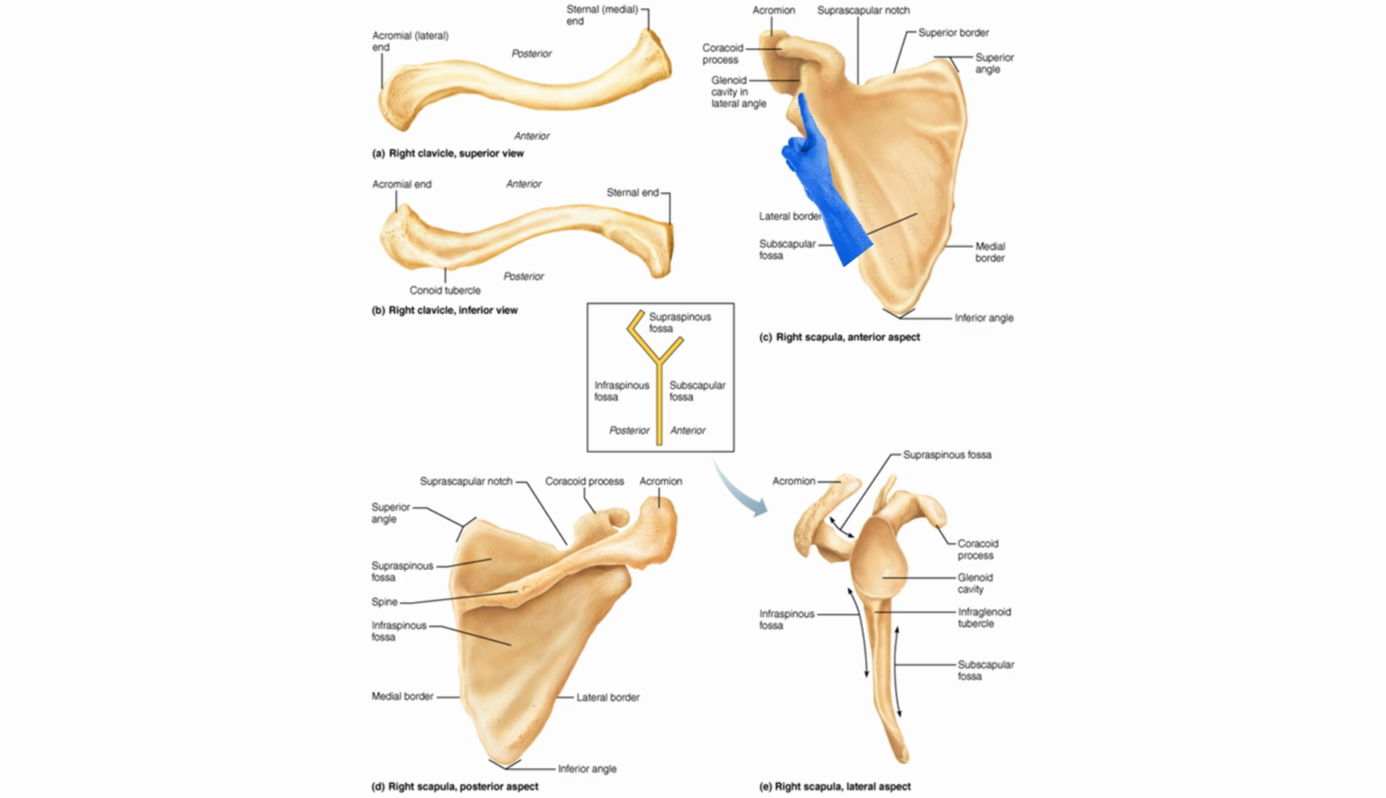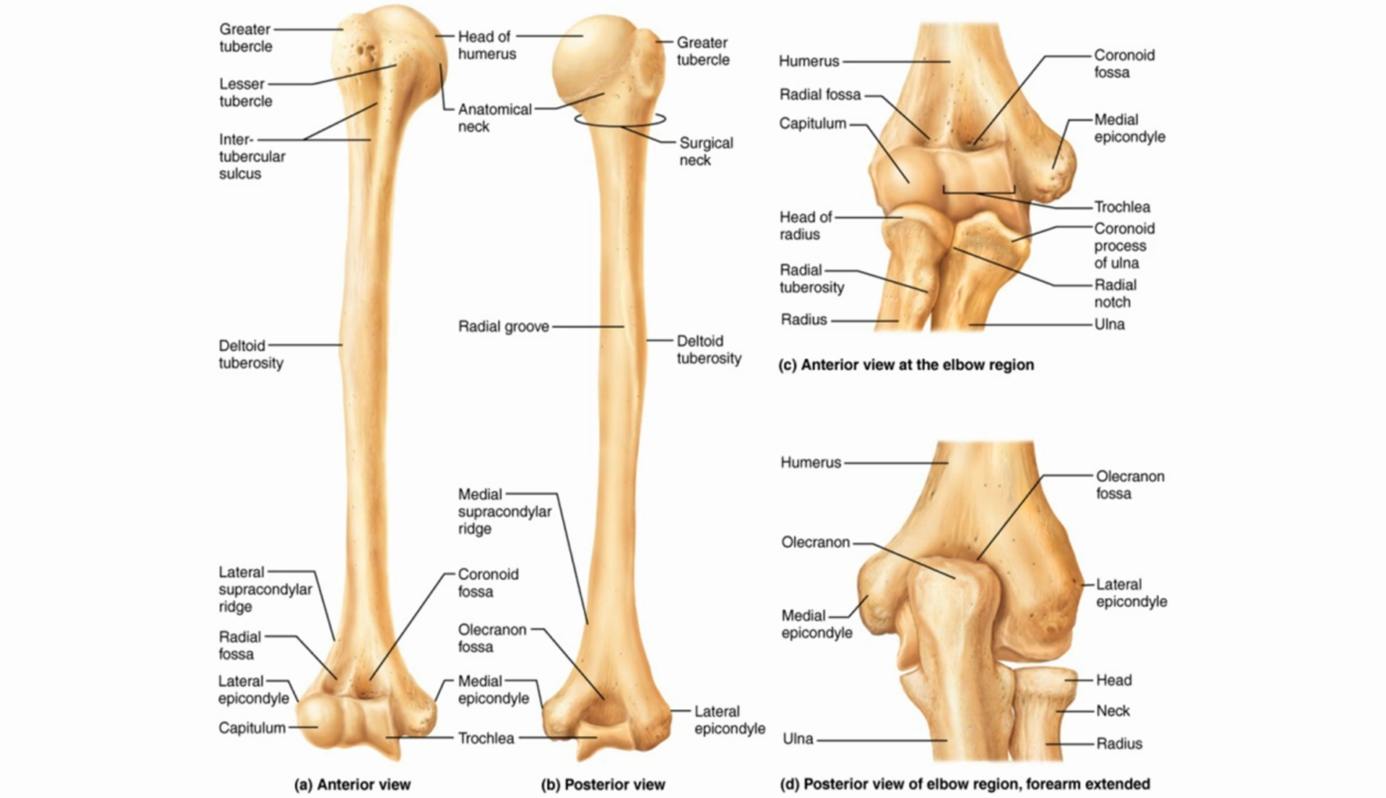Finally, locate the glenoid cavity. This is your most important lateral landmark. It must face outward to articulate with the humerus. If the glenoid is lateral and the coracoid is anterior, you found your anatomical position. Moving down to the arm, we have a single bone, the humerus.